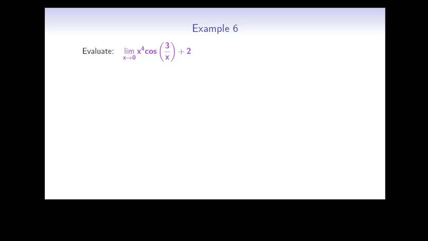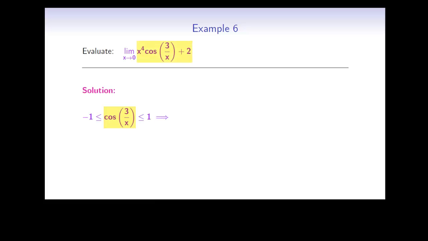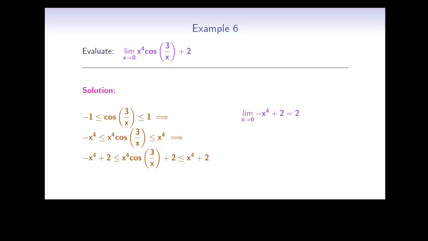Here's an example of using the squeeze theorem to evaluate a limit. First, we need to create those three functions, f, g, and h. Notice that cosine of any number is between plus and minus 1. We are now trying to make the middle portion of this more similar to the expression in the limit. Therefore, we should multiply all three sides of this expression by x to the power of 4. Now, to make it more similar to the expression in the limit, we need to add 2 to all three sides. We're allowed to do this as long as we do the same to all three sides.